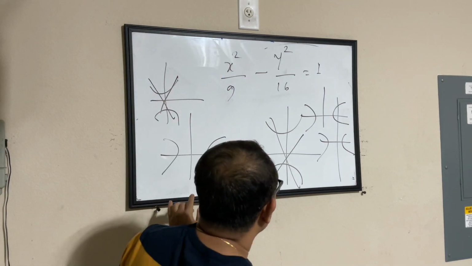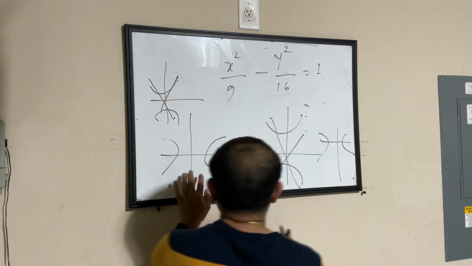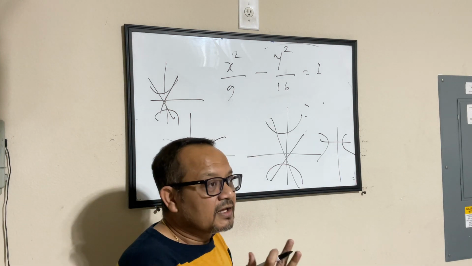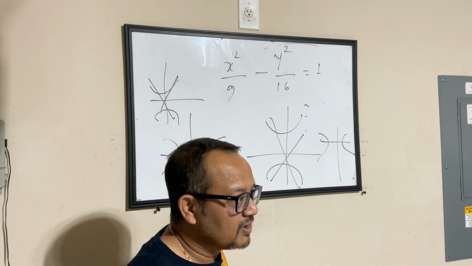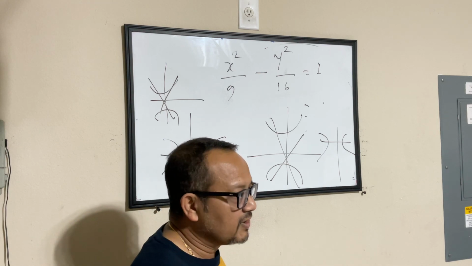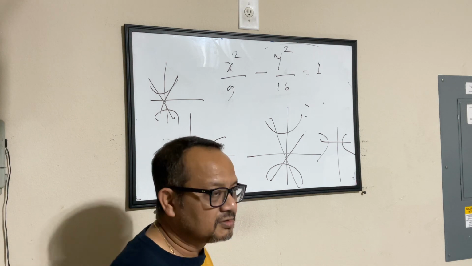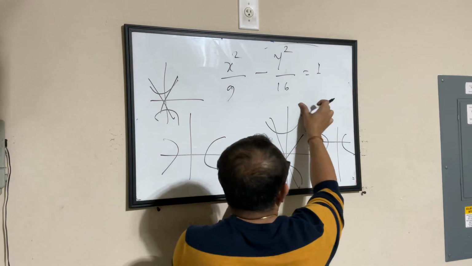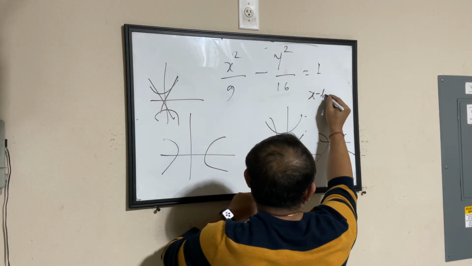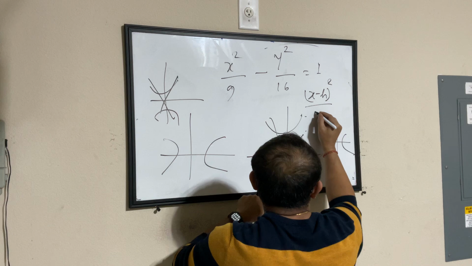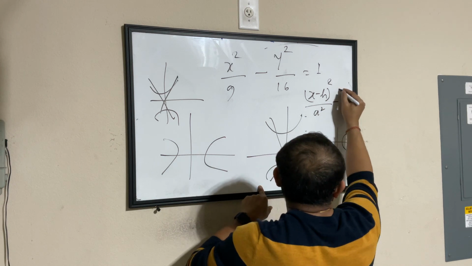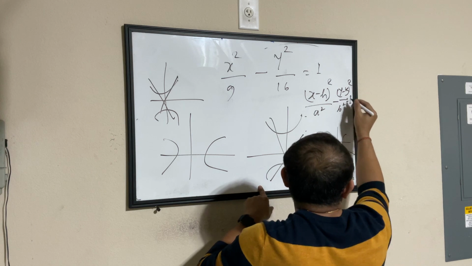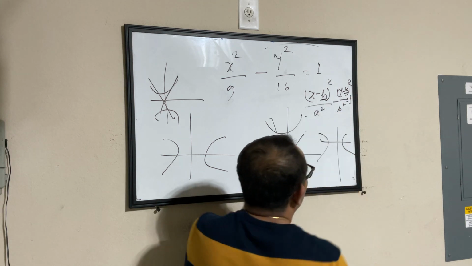Now you are left with two options, this one and this one, and you have to choose which is the right one. The next thing you have to look at is called the vertices of a hyperbola, or the center of the hyperbola. So as I said, if it is x minus h squared by a squared minus y minus k squared by b squared equal to 1, then my center is here, h and k.